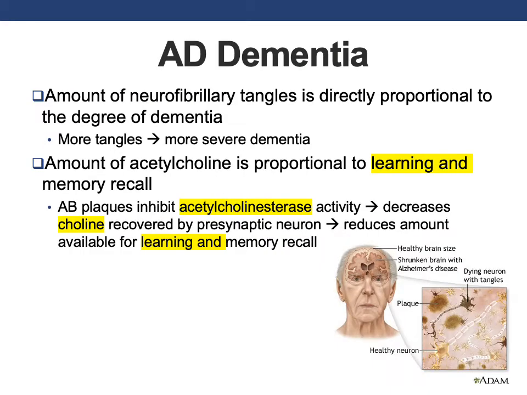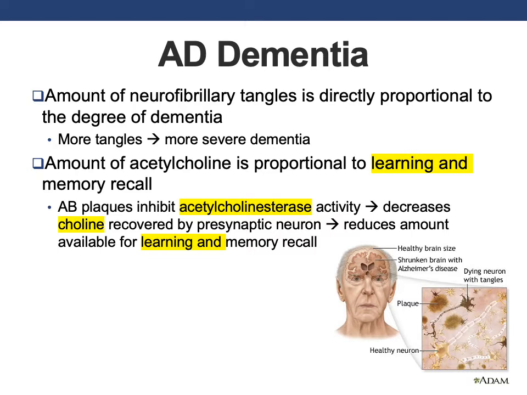Alzheimer's disease dementia. Post-mortem histological specimens have demonstrated that the amount of neurofibrillary tangles found in the brain tissue of a deceased Alzheimer's patient is directly proportional to the degree of dementia that developed in that patient. Therefore, it has been concluded that the more tangles in an Alzheimer's brain, the more severe dementia they develop.